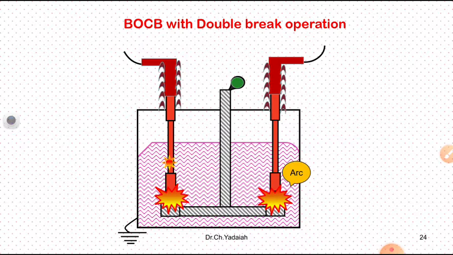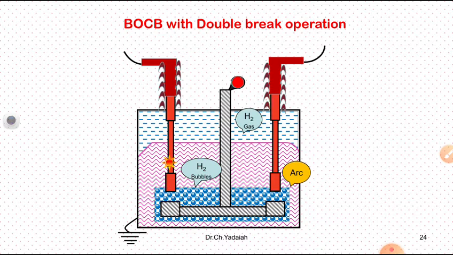Then the arc is taking place at two places. Now due to this arc, what is happening? The hydrogen bubbles develop inside due to the high pressure and temperature. After some time it will occupy a large space, then create some hydrogen gas.